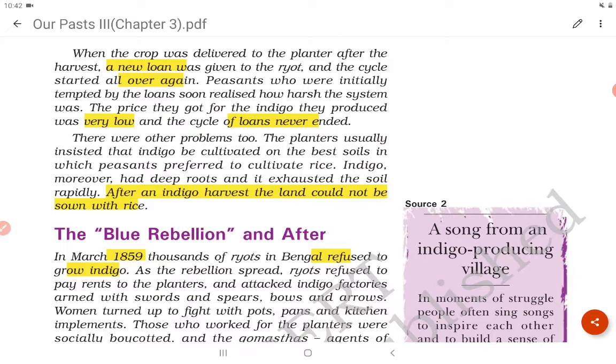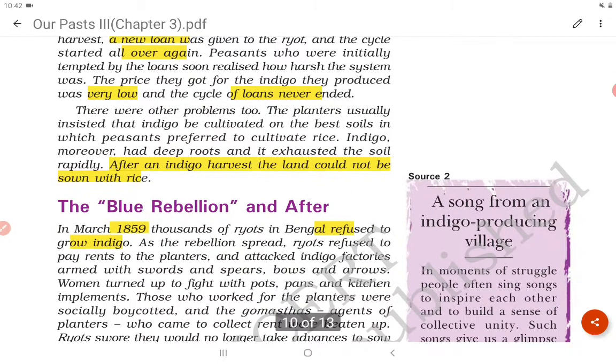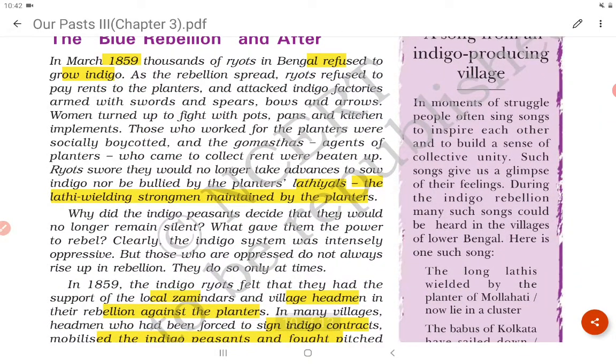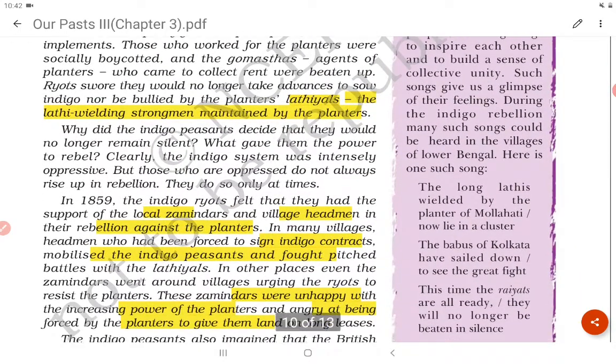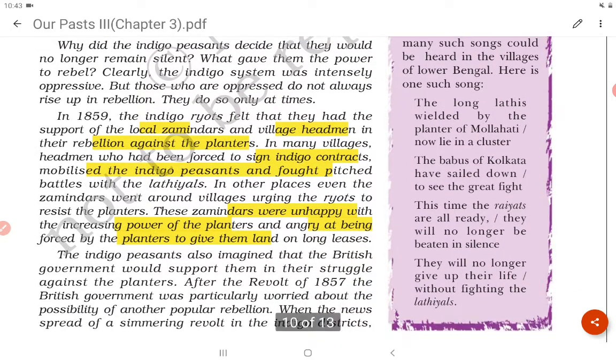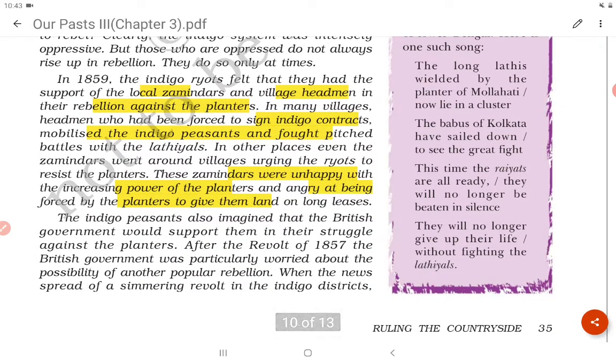So now let's come to the Blue Rebellion. In March 1859, thousands of ryots in Bengal refused to grow indigo, and they fought with lathials, the lathi-wielding strong men maintained by the planters. In 1859, the indigo ryots felt that they had the support of the local zamindars and village headmen in their rebellion against the planters.